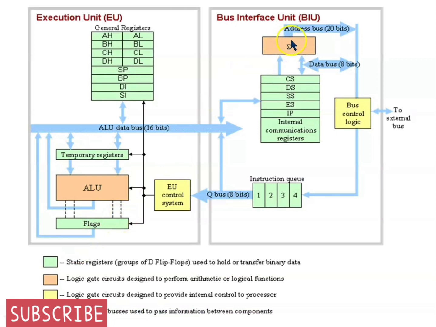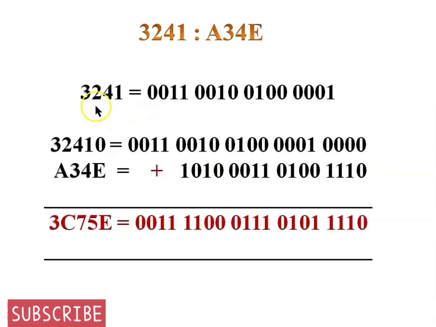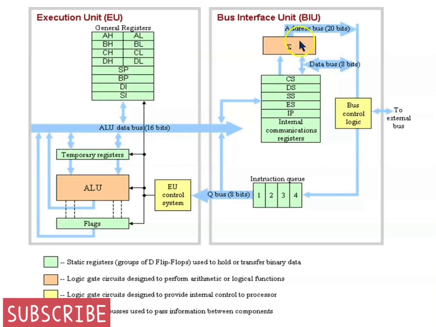Let's observe how the summing activity is done in the address summing block. The value in the segment register is shifted 4 places left to add 4 zeros on the right side of the number. The hexadecimal number 3241 becomes 32410. Then this value is added to the pointer or index register's value. The answer is a 20-bit number. This computation takes place in the address summing block.